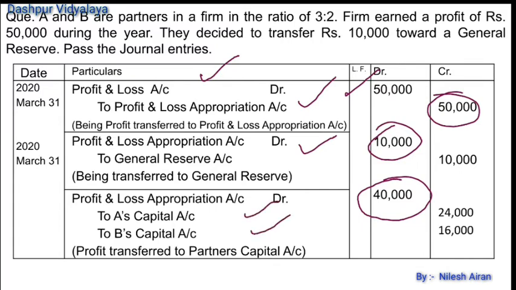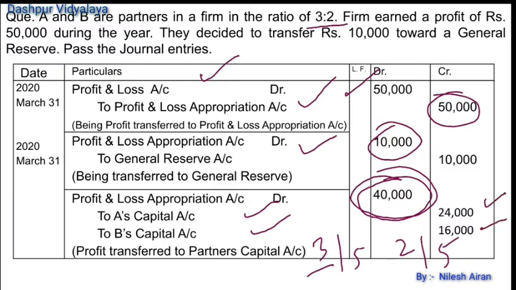Profit and loss appropriation account debit to A's capital and to B's capital. 40,000 will be transferred in the ratio of 3:2. 3:2 means 3 by 5 and 2 by 5. So this 40,000 will be divided by 5, that is 8,000 rupees, and 8,000 into 3 for A, that is 24,000, and 8,000 into 2, that is 16,000 for B.